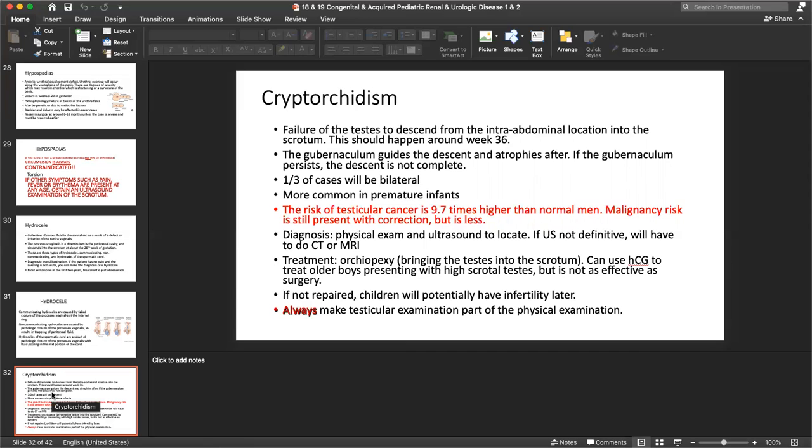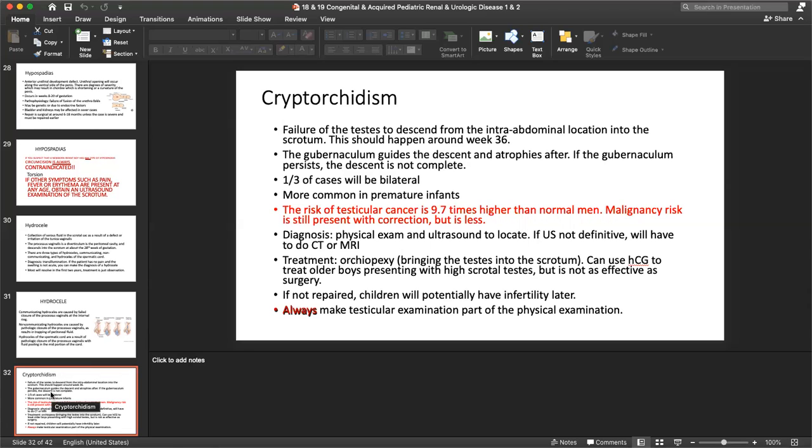The testes are very sensitive. They have to be at the correct temperature. So if a testes hadn't descended and it was up within the abdomen, it's going to be warmer than if it was in the scrotum. So that warmth could cause that malignancy rate to increase.